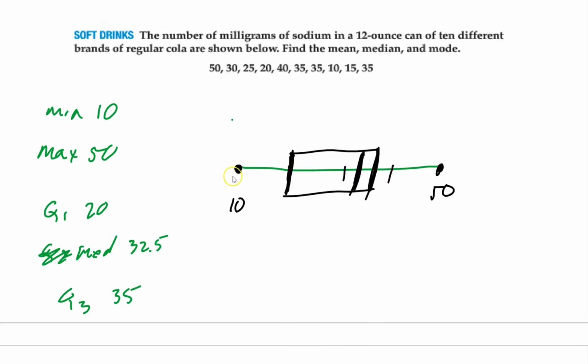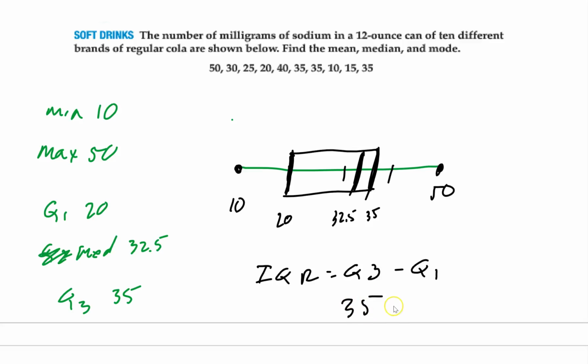I see the lowest is 10, highest is 50. This should be labeled 20. This should be labeled 32.5. This should be labeled 35. And you can see in most of the data here, people score below the median. And actually, since we're here, let's find the IQR. Right, IQR is Q3 minus Q1, upper quartile minus lower quartile. So this is 35 minus 20, 15. Most of the data falls between 15 points right here. And that's that.